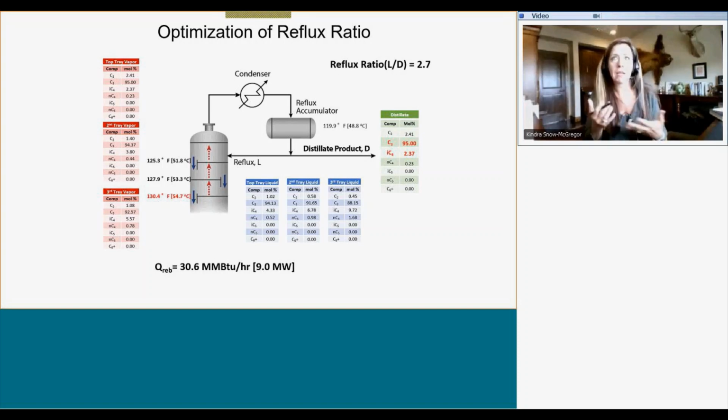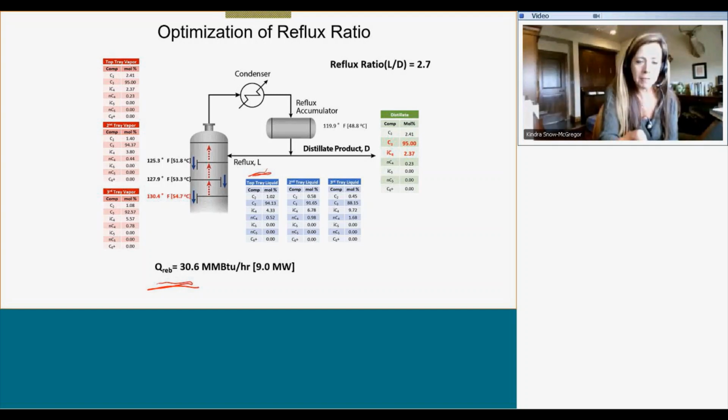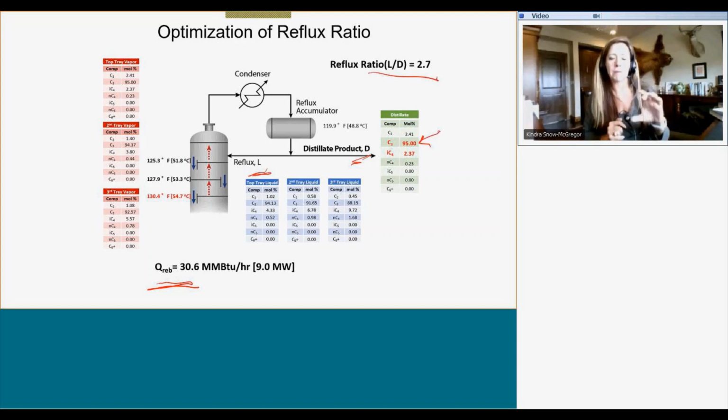And so really what I care about is this reflux ratio, right? Because I know any amount of cold liquid that I send into the top is going to affect the reboiler at the bottom, because there's a certain temperature profile I need to keep. The more reflux I put in, the greater the reboiler duty, but the purer distillate product I'm going to make. And so you can see in this example here, for a reflux ratio of 2.7, I'm meeting my required distillate composition of 95% propane. This isobutane is acceptable, all right?